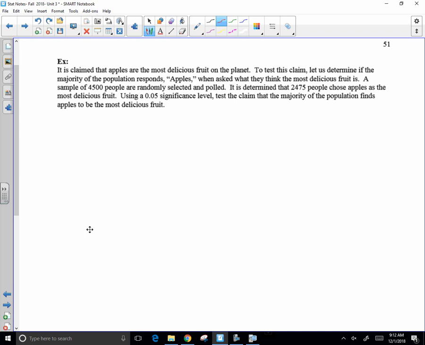Test this claim. Let us determine if the majority of the population responds apples when asked what they think the most delicious fruit is. A sample of 4,500 people are randomly selected and polled. It is determined that 2,475 people chose apples as the most delicious fruit. Using a 0.05 significance level, test the claim that the majority of the population finds apples to be the most delicious fruit. All right, so what we're doing here is we're testing a claim about a percentage.